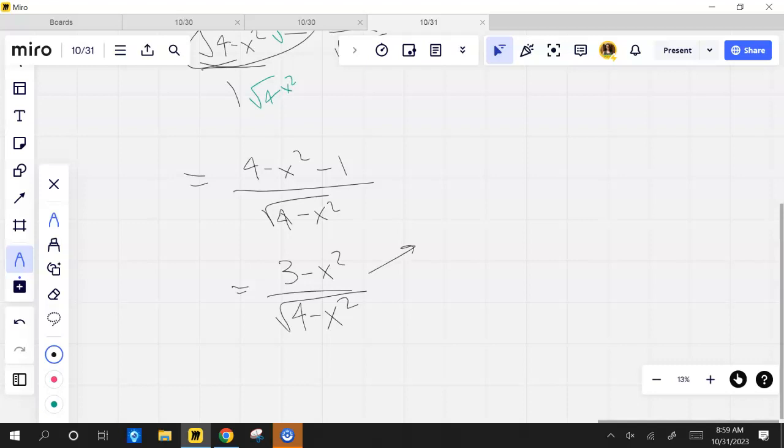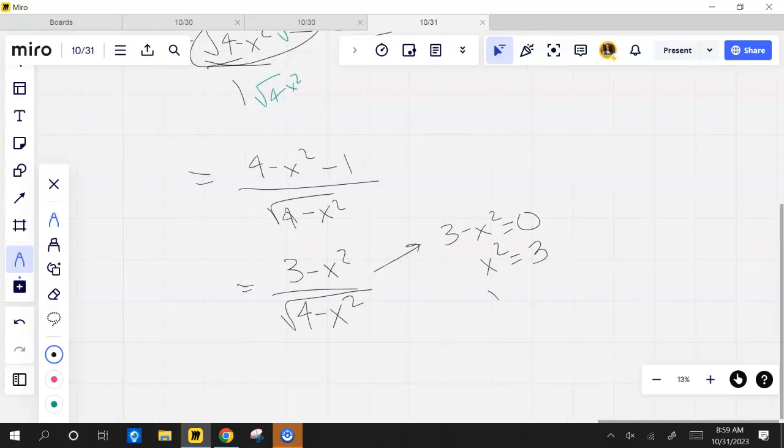Everybody to 0 if I take this to 0. X squared equals 3, so x is plus or minus square root of 3. Is that in my domain? Well, if you subtract 3 and then divide by -1.